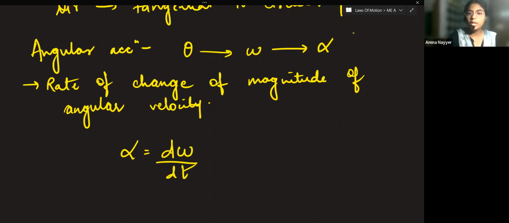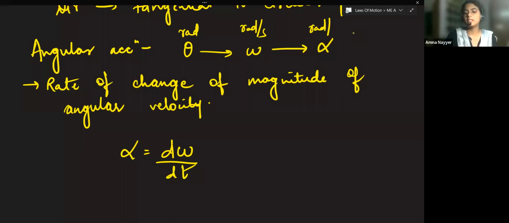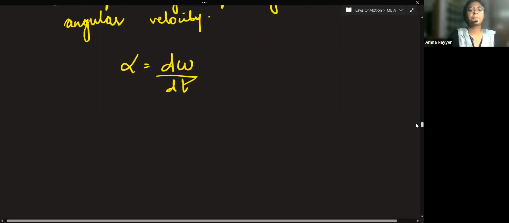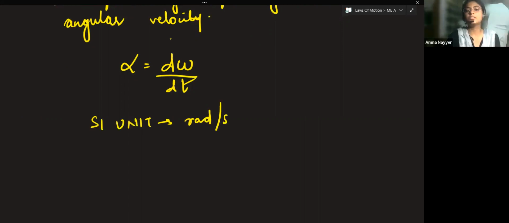The SI unit of theta, angular displacement, was radian. This got divided by time and gave us omega, so that became radian per second. Now this is again getting divided by time. So the SI unit will become radian per second square. Understood? So the SI unit is radian per second square.